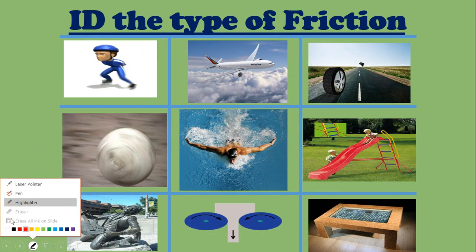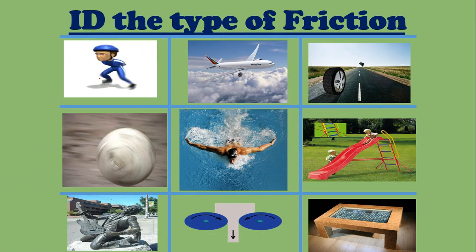So let me get my pen out. Let's ID the types of friction here. This first one, number one, what type of friction does he have? He has sliding. Picture number two, we have an airplane going through the air. Air is a type of gas, so this would be fluid friction. Next one, picture three, we have a tire rolling on the road. This would be rolling friction.